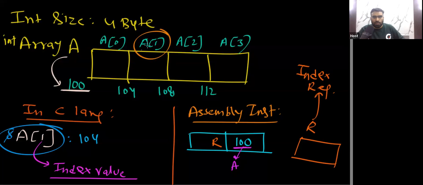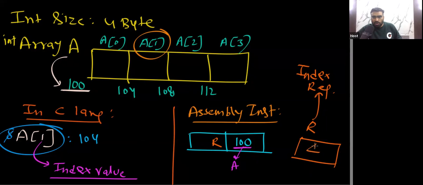In the index register, what will you put for this element? This is my question. The index register will hold the index value, which you will add to 100. Remember that you will add to 100. Now you tell me, what should I put here? If I want to access this element, should I put 1 or 4?